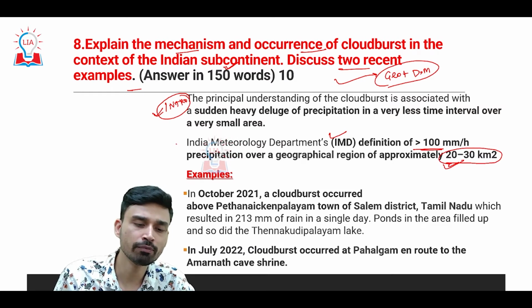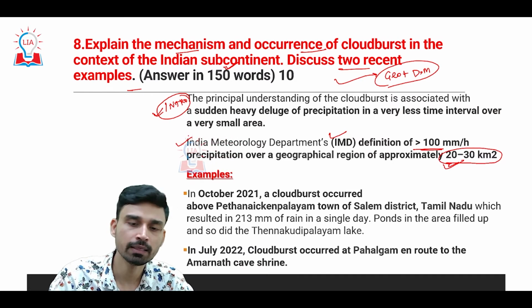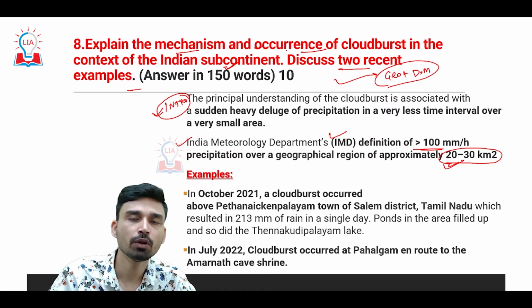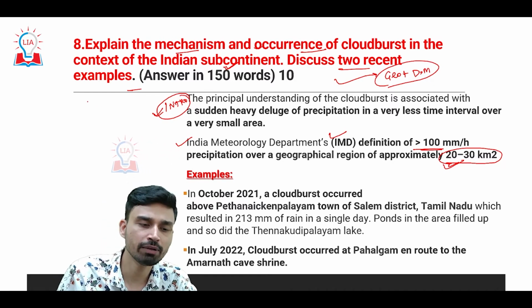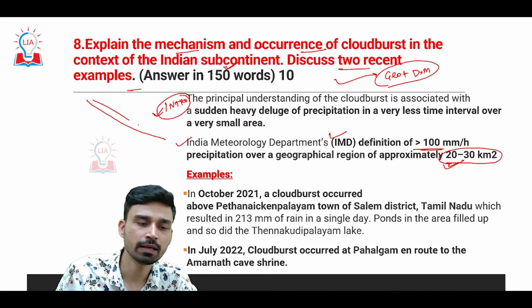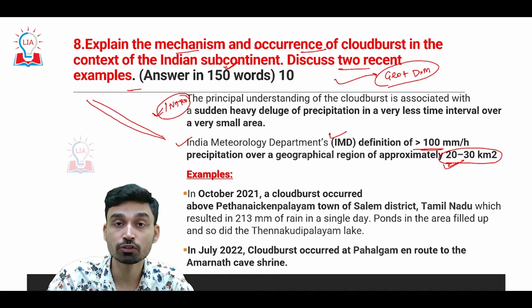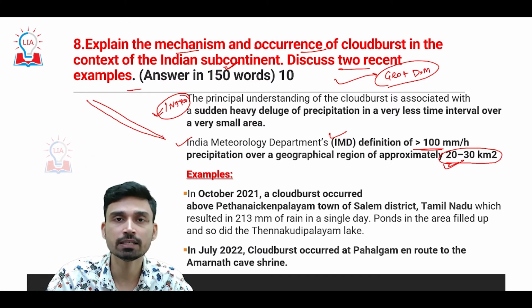So this is something you could have included in the introductory part. Then you could have written what the mechanism of cloudburst is. So simple: as far as the Indian subcontinent is concerned, we know that we have a lot of mountains and hills, and cloudburst in the context of India happens especially in hilly regions such as the Himalayas.